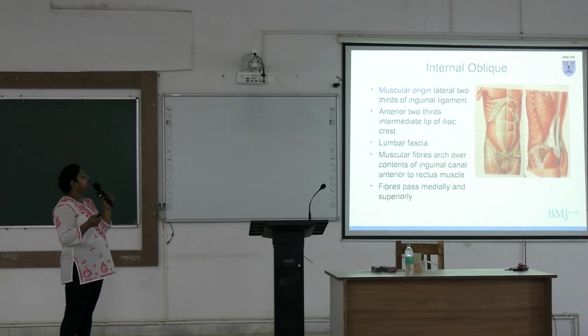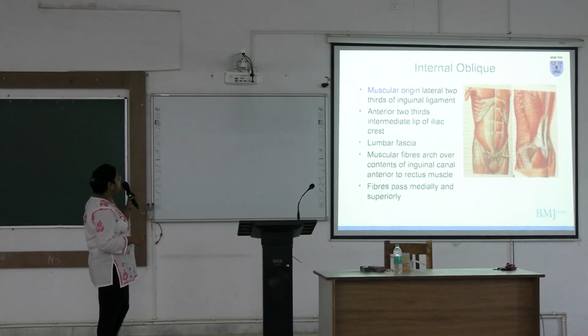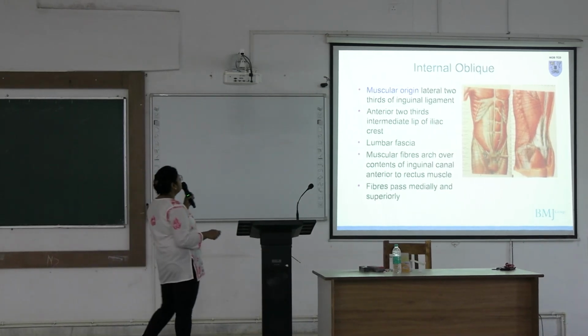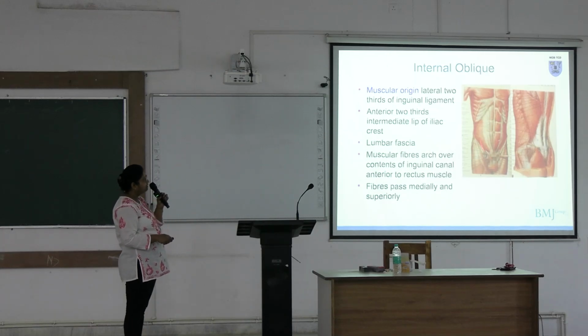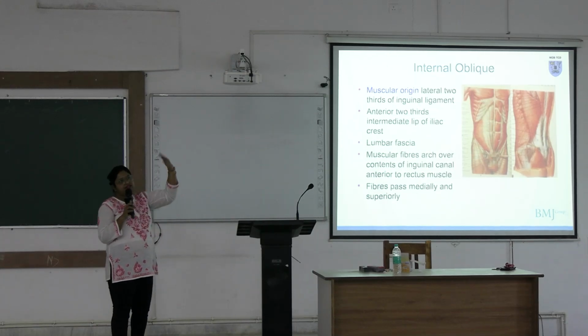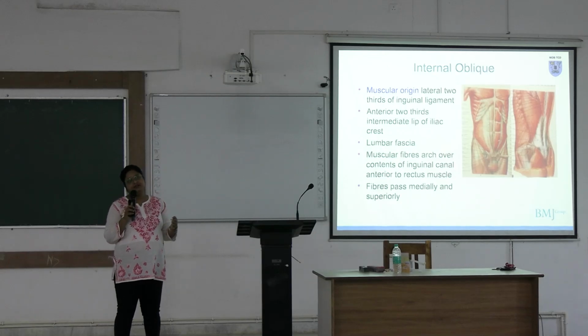Next, we are going to the internal oblique. Internal oblique muscular origin is from the lateral 2/3 of the inguinal ligament. Here, external oblique is arising from above. Internal oblique is arising from below, mainly from the iliac crest, inguinal ligament, like this.